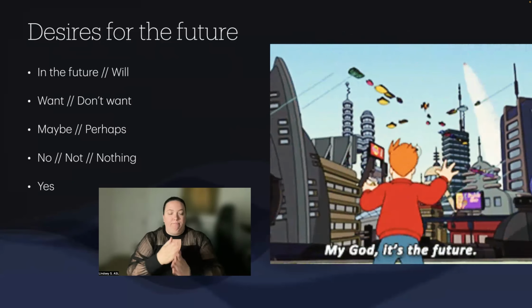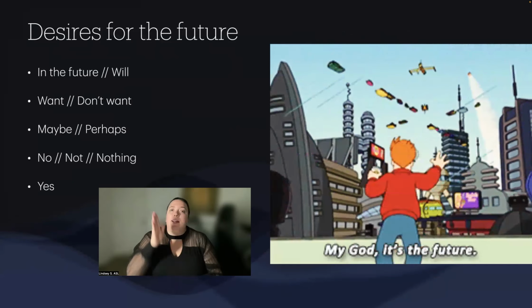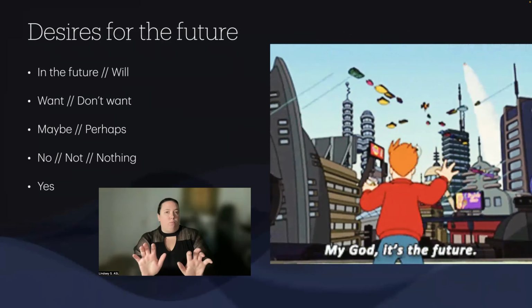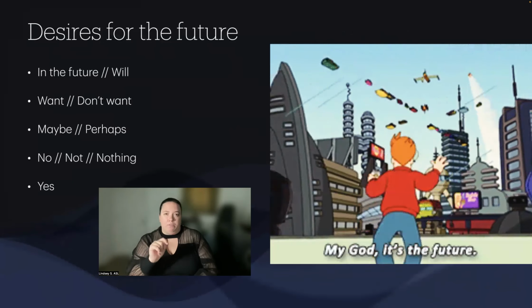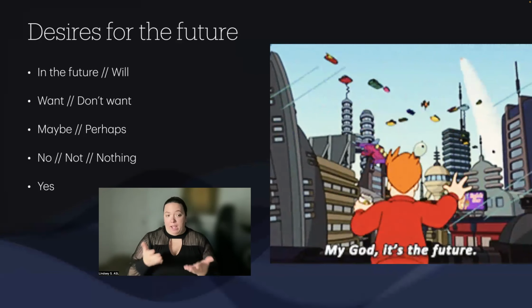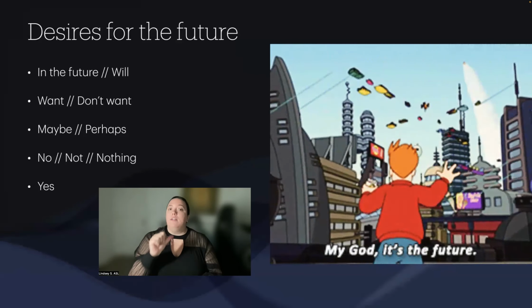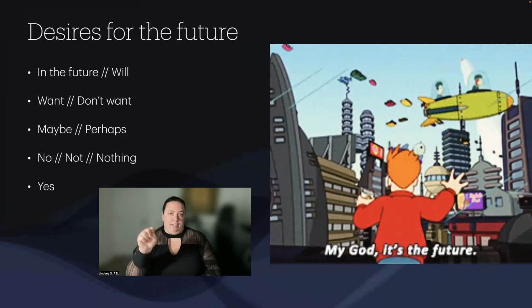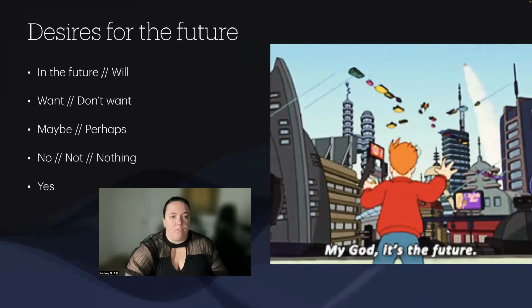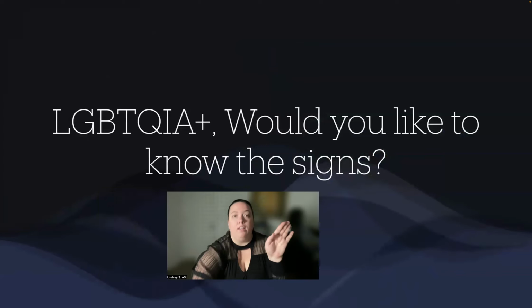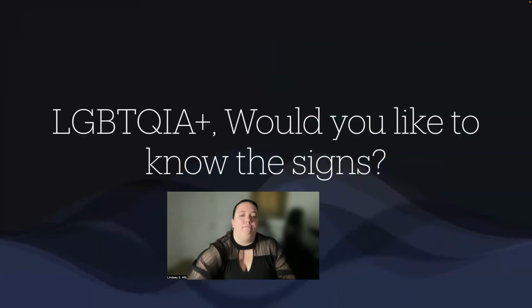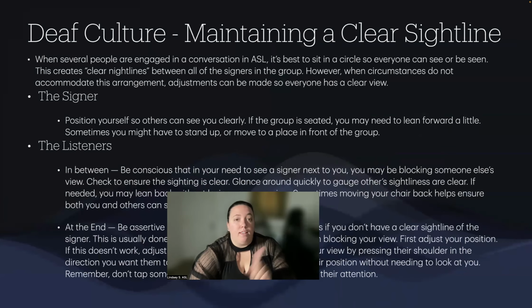Desires for the future. In the future, will, want, don't want, which we talked about back in like unit 2. Maybe, perhaps, no, not, nothing, and yes. I will include a link on Canvas for you to watch a video. This is a pause and read.